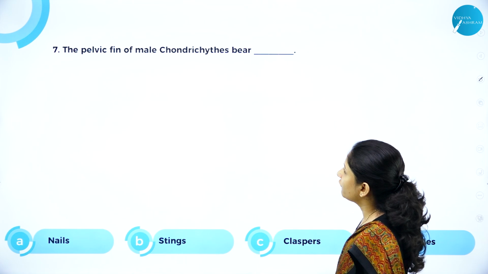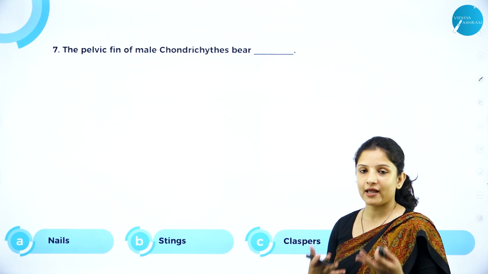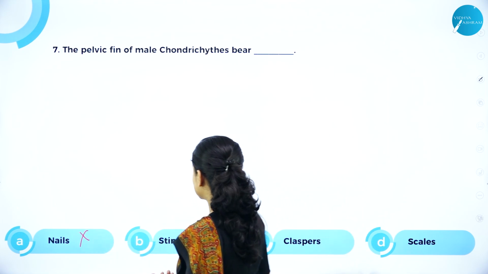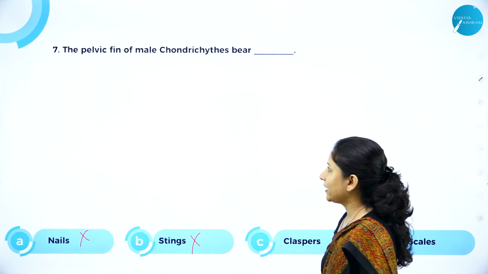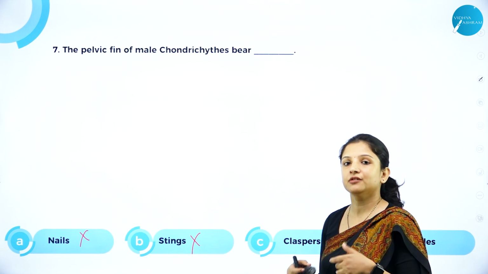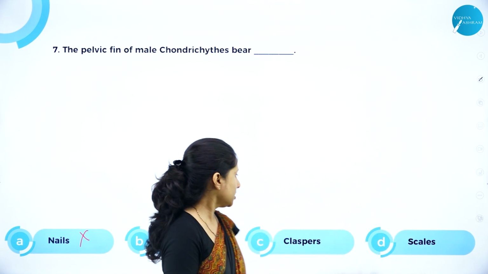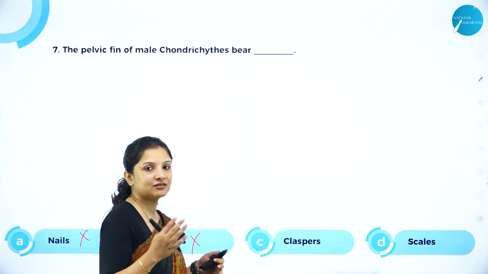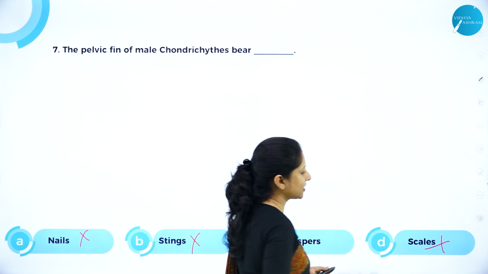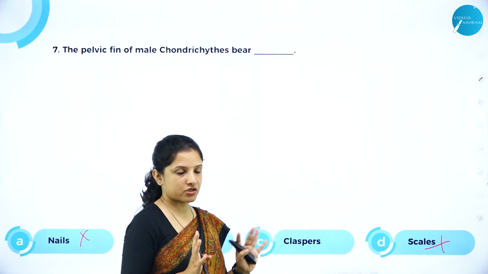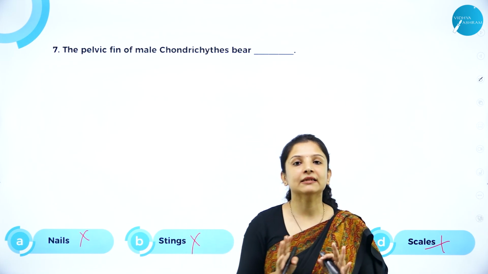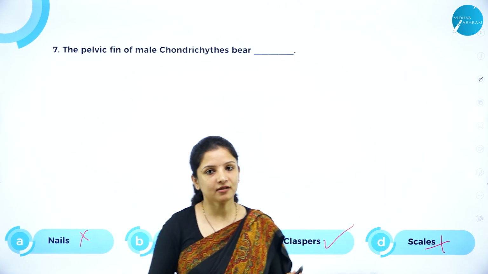The pelvic fin of male chondrichthyes bear, what do they have in their pelvic fin? Is it nails? No, not nails. Stings? No. Why? Because these males have that organ which helps in copulation, that is for mating. So stings is not the right answer, because stings is a defensive structure in them. Scales not the right answer. Of course they have scales, but it doesn't help in copulation and all that. So claspers is the right answer. That is in males, especially in the pelvic fin, they have claspers. So therefore option C is the right answer here.